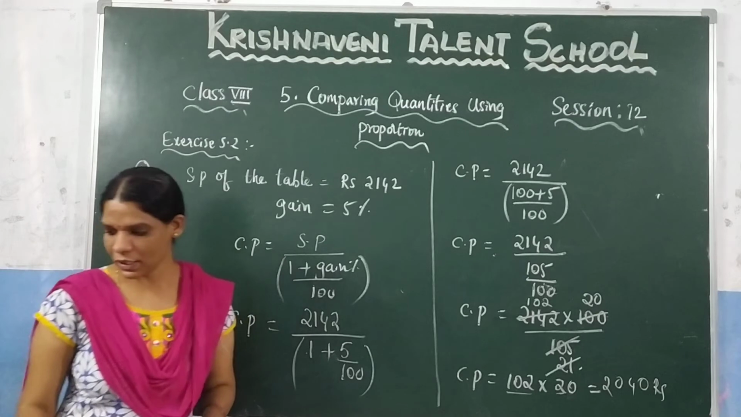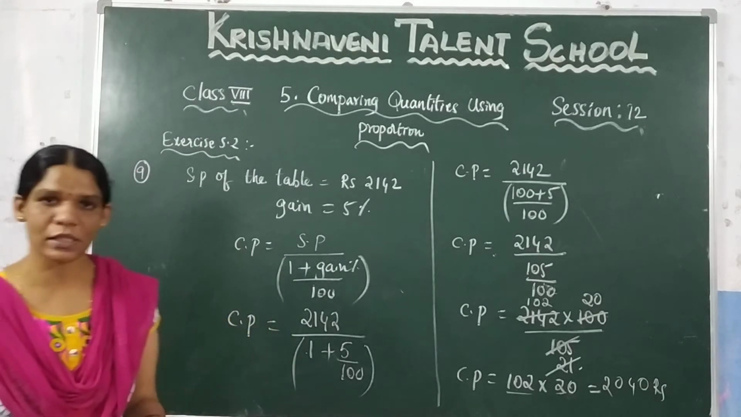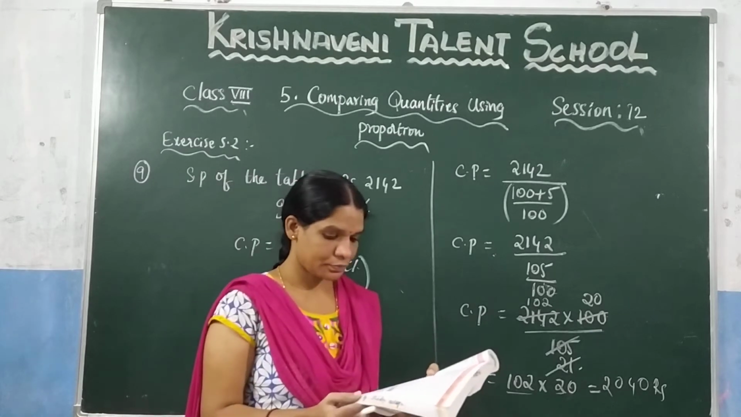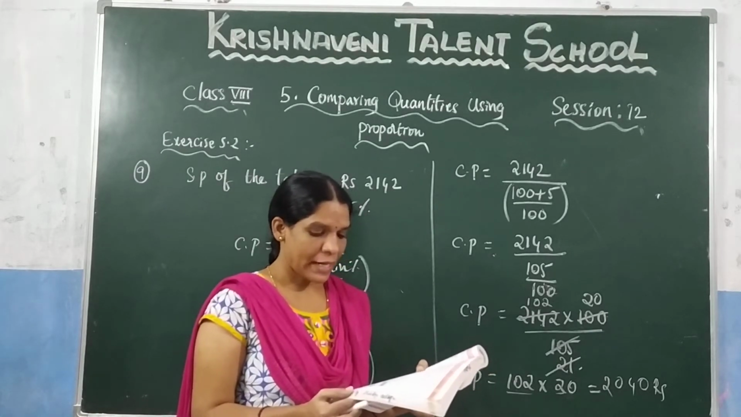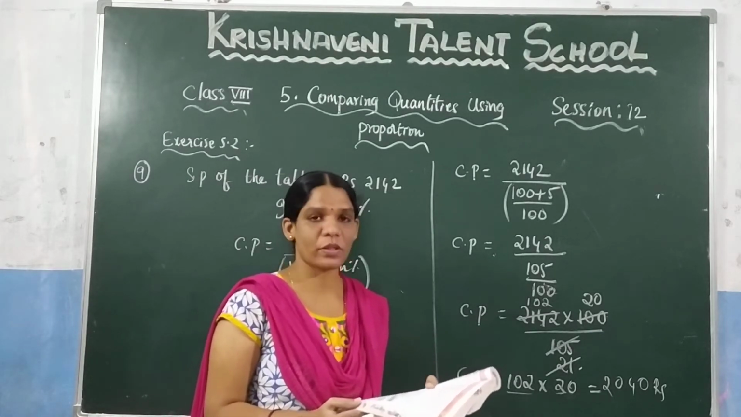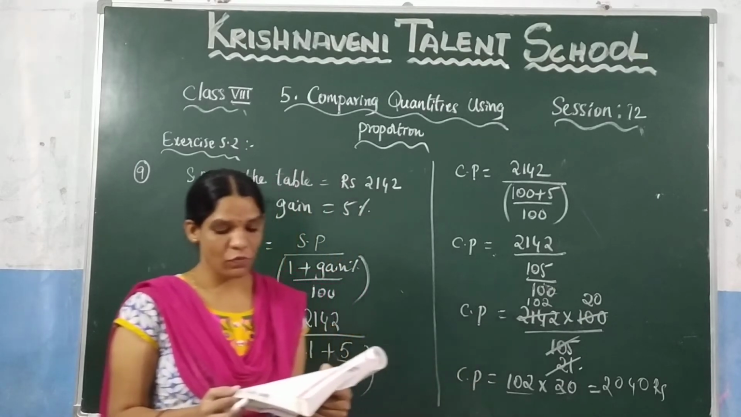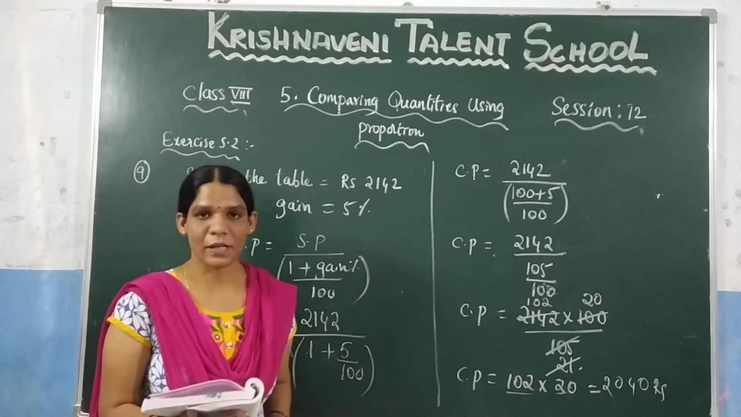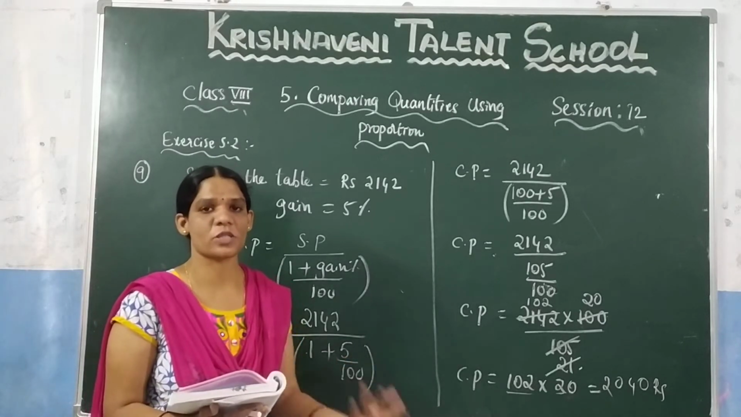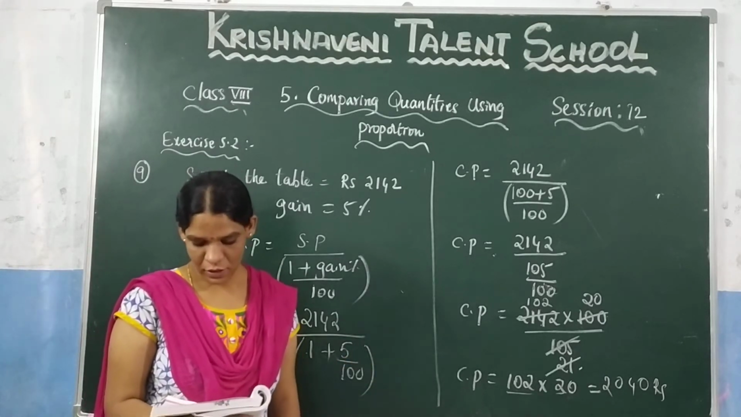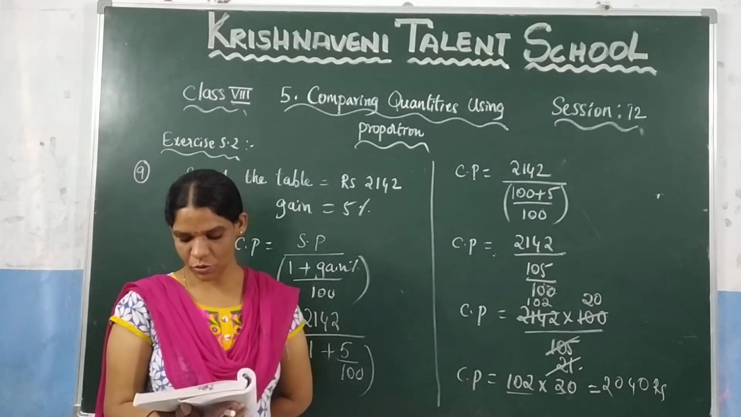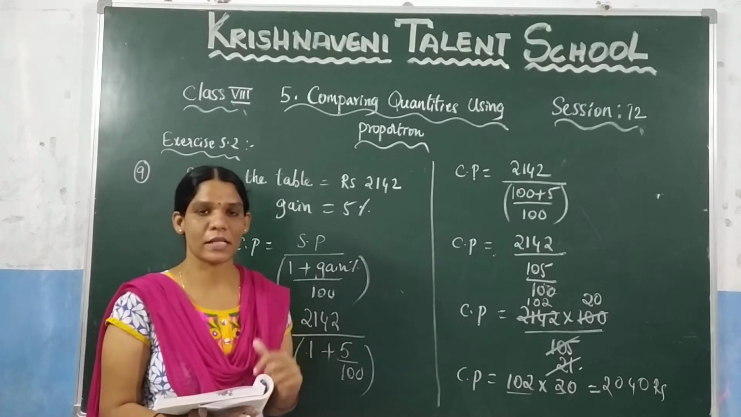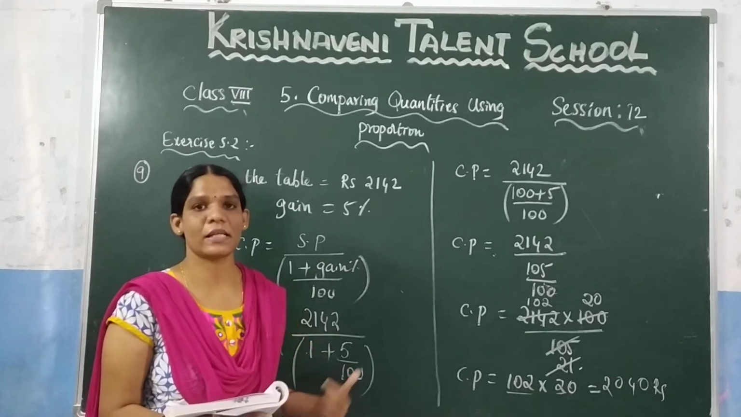Now let us see the next one. The question is still not completed. What they have given here is, at what price should it be sold to gain 10%? So what they are asking here is, if they want 10% gain, at what price they need to sell it. That means if the shopkeeper wants 10% gain, what should the selling price be?